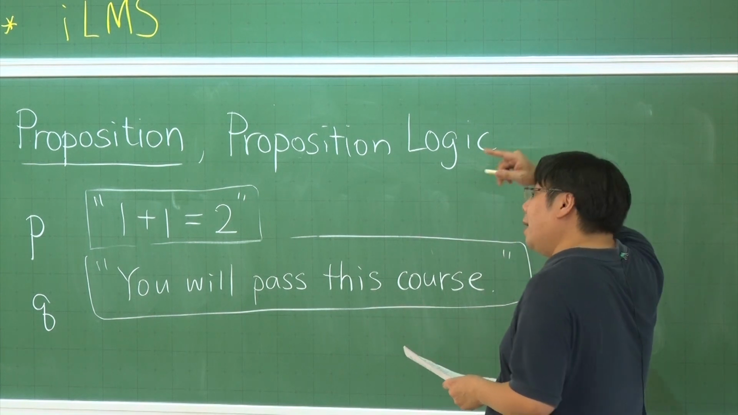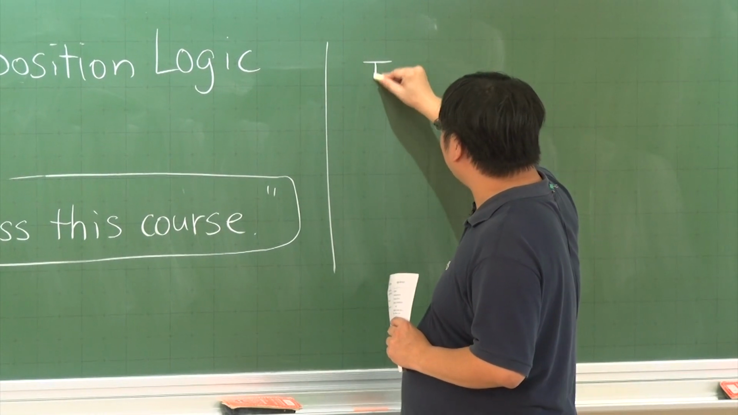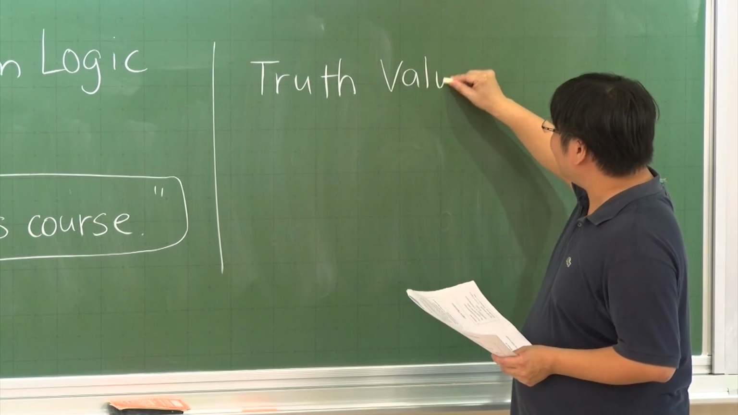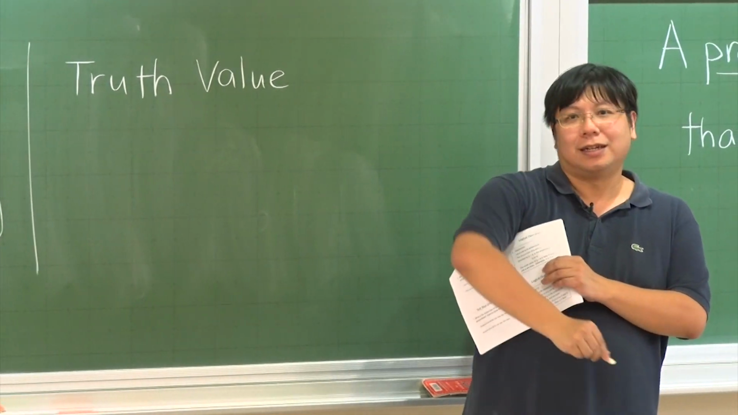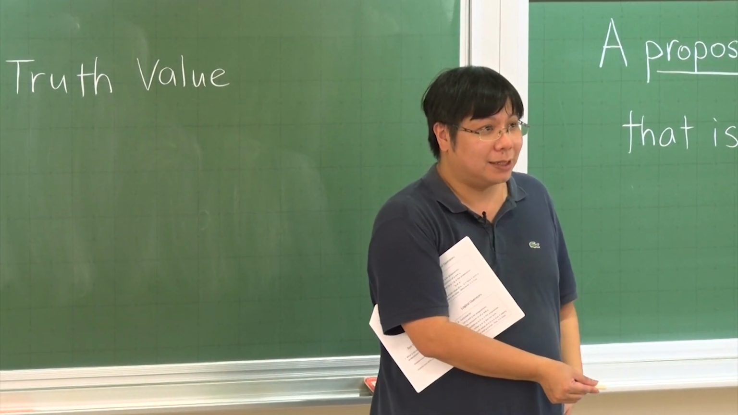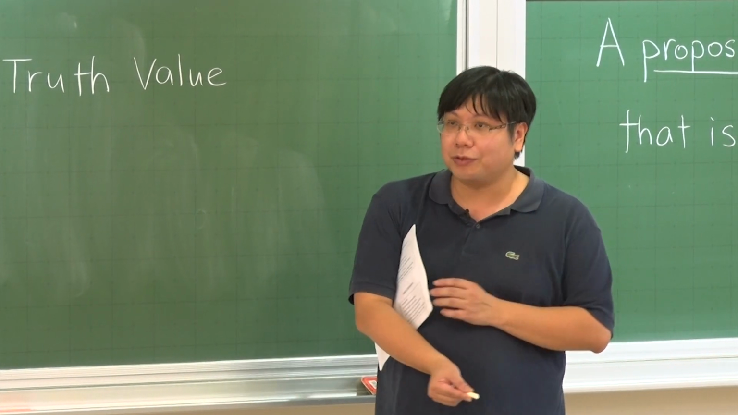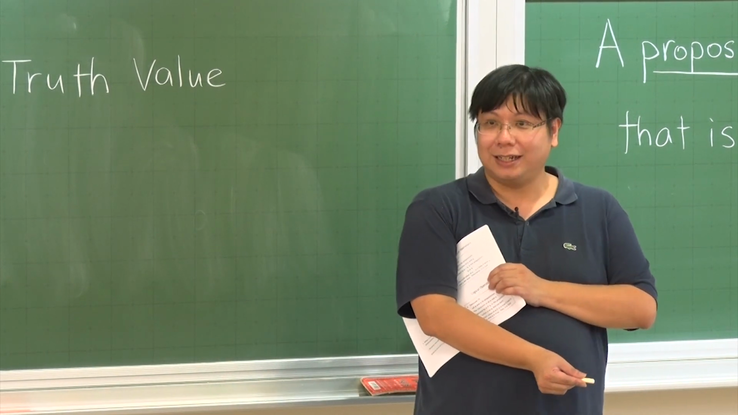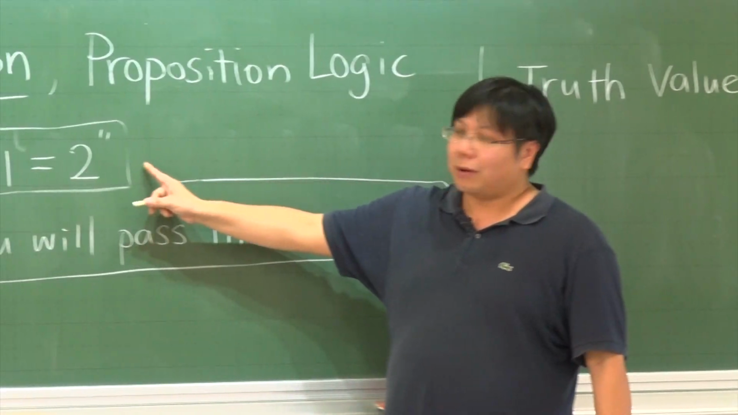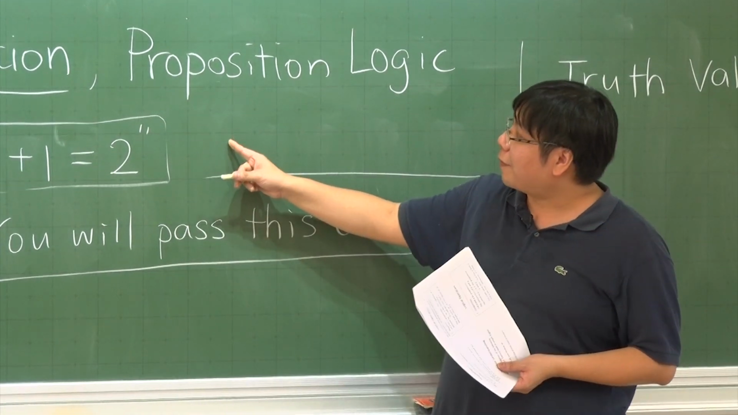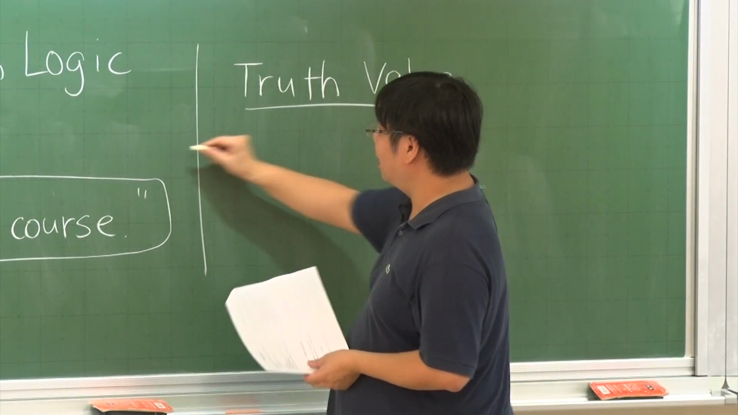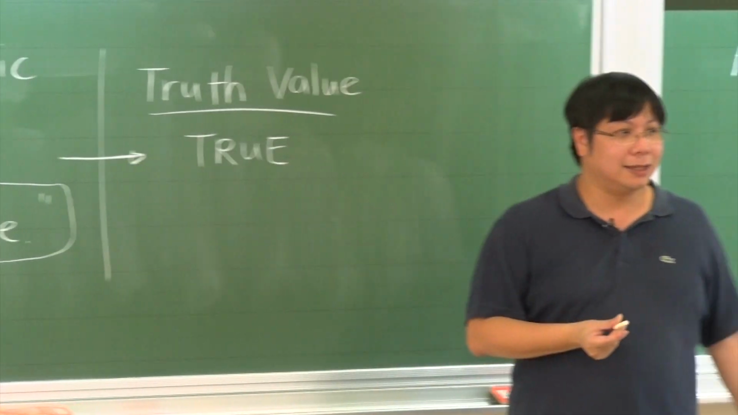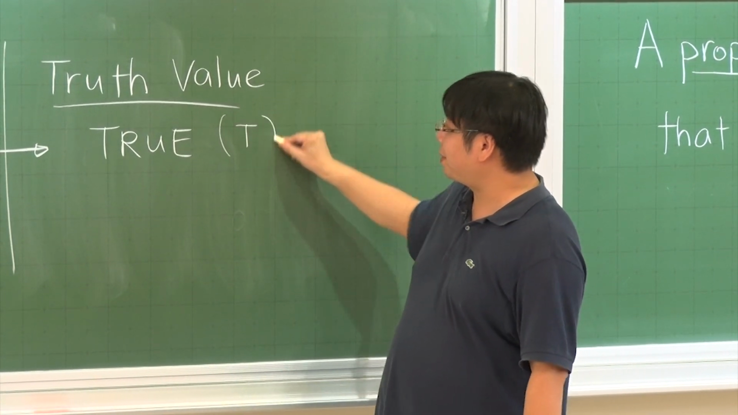Okay. And then we can also talk about a new concept, but a very easy to understand concept: truth value. For each proposition, it is either true or false, right? If it is true, then we say that the truth value is true. If it is false, then the truth value is false. Is that okay? So for the sentence 1 plus 1 is equal to 2, the truth value of this one is true. And sometimes we use a short form, T, to represent it.